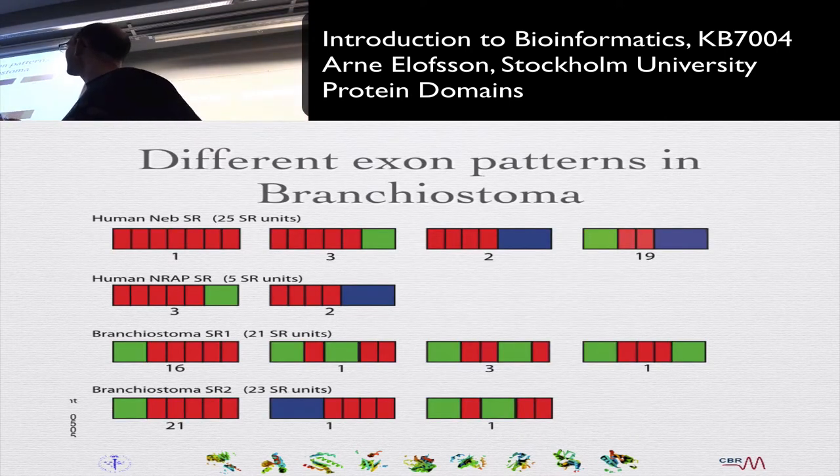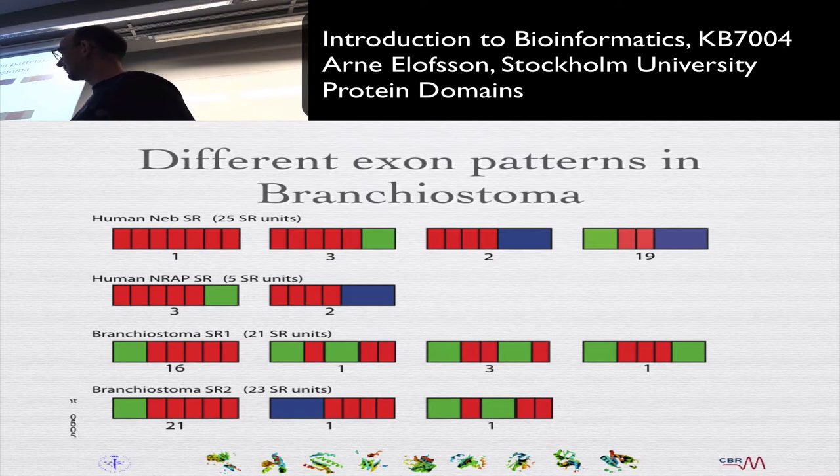There's Branchiostoma, which is a very early vertebrate, which is not really a vertebrate, and has a very different pattern. In humans, if you look at just the exon patterns, you have one of these, three of these, two of these, 19 of these, three of these, and two of these. Branchiostoma has a very different pattern. One is the dominating exon pattern, the common one.